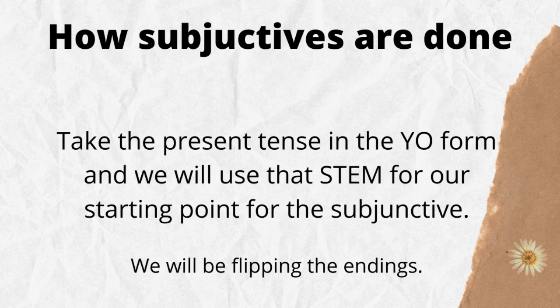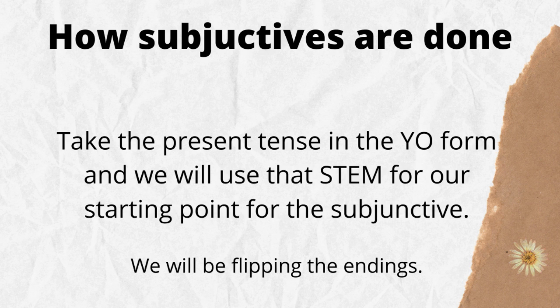So here goes the formula of how subjunctives are done in Spanish. We want to take the present tense in the yo form, and we're actually going to be using that as our stem for our starting point in the subjunctive. Now we know that sometimes we have those irregular verbs. It doesn't matter. We want to always be looking at that yo form, and that's going to be our stem. So once we have our stem or our root, we are going to be flipping the endings. All right, just roll with me.